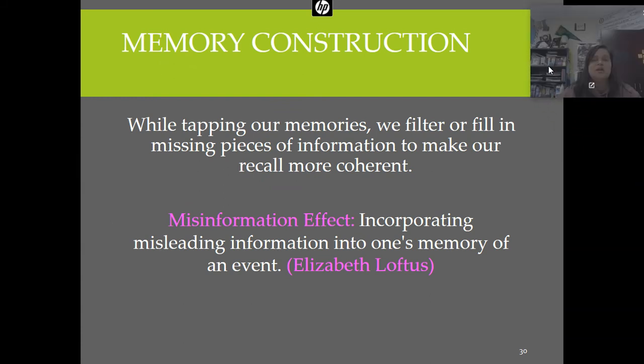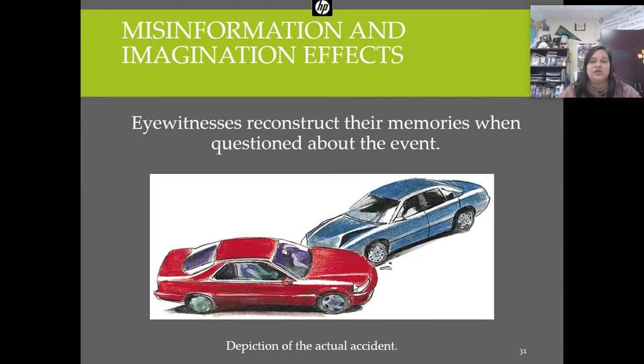So what happens when we're trying to recall a memory, but we have gaps? Our brain wants to automatically fill in the gaps, fill in the missing pieces. But sometimes we fill it in with incorrect information, and that's called the misinformation effect, when we incorporate misleading information into our memory of an event. And a lot of times we do it unconsciously. We don't even realize we're doing it. The major researcher who studied this was Elizabeth Loftus, and we are going to talk about her some more in class. She's still alive and around.